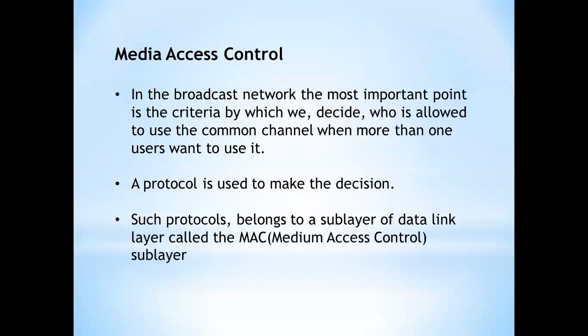In a broadcast network, the most important point is the criteria by which we decide who is allowed to use the common channel when more than one user wants to use it. A protocol is used to make this decision. Such protocols belong to the sublayer of the data link layer called MAC, that is the media access control sublayer. The MAC sublayer is very important in the LAN because it is a broadcast network.